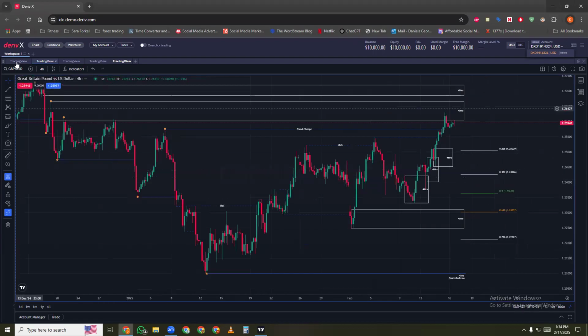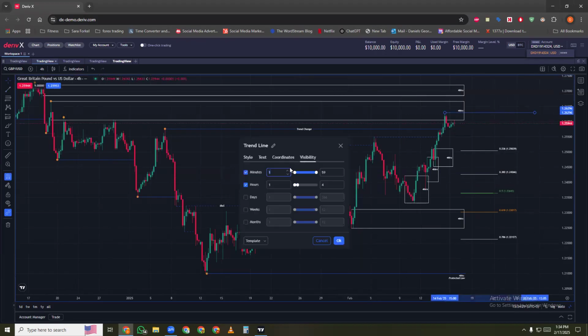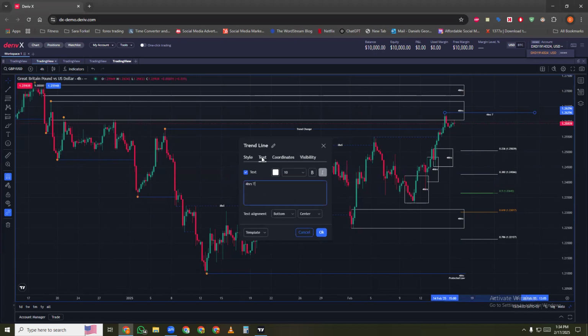So I might as well mark it there. This is the 4 hours targeted high, like that. That should be top. That should be right.